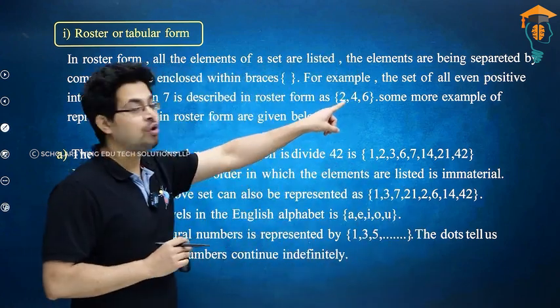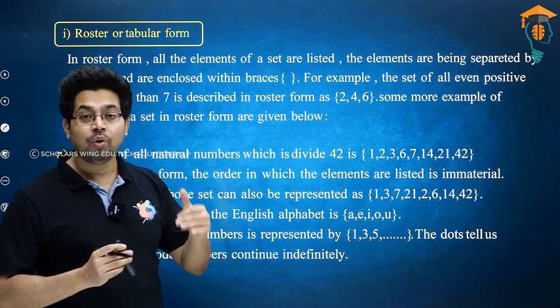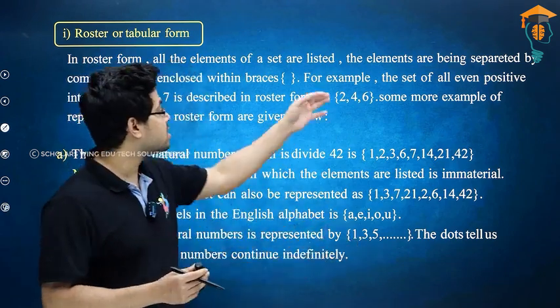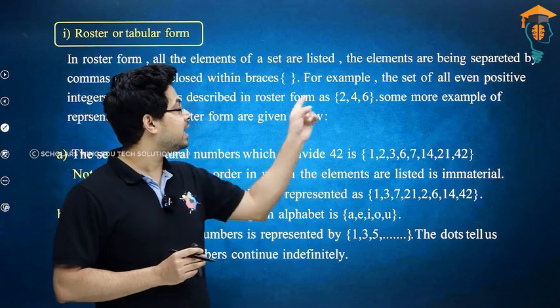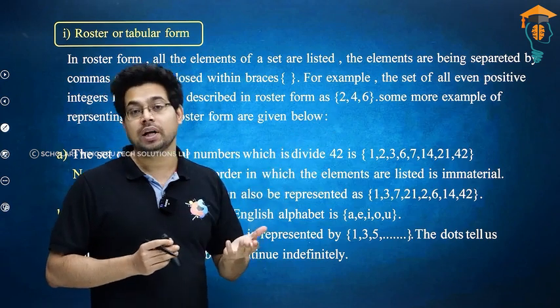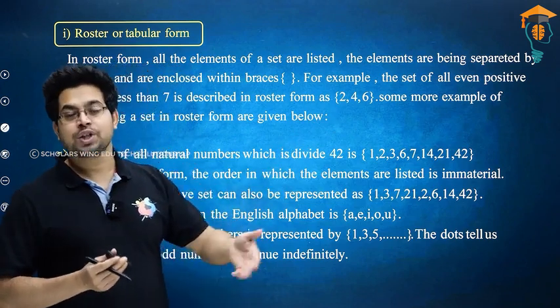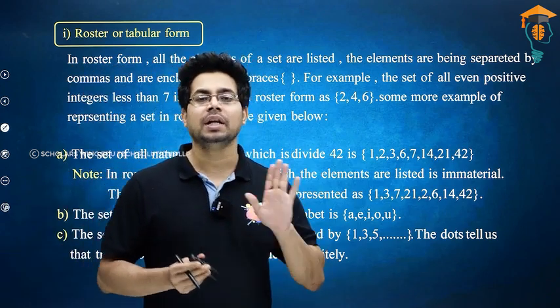Now always remember, it doesn't matter in which order you are writing the elements. Here I am writing 2, 4, 6. I could have written 4, 2, 6 also or 6, 4, 2 also. That means I can write them down in any order I want. So which order I am writing them in is not making any difference.